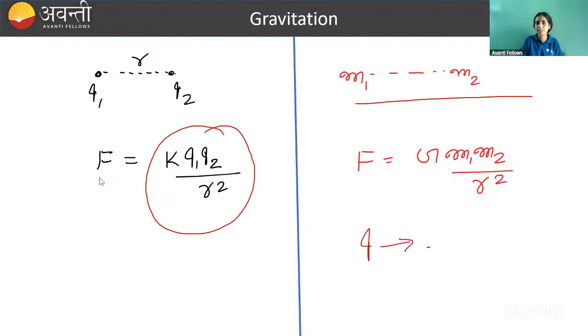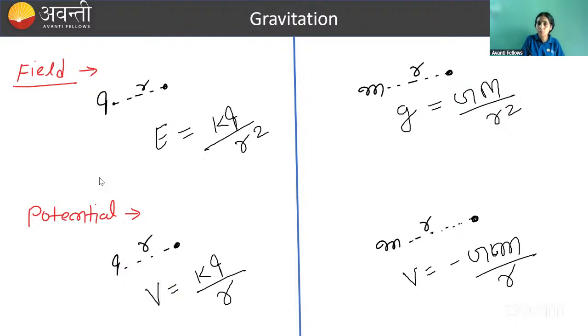Q is getting replaced with mass. K is getting replaced with G. Otherwise, it is also inversely proportional to distance का square, and here also. ठीक है? After that, if we talk about field, for a point charge at distance r, field is written in this way. And also for mass, any mass m, for which if we have to define gravitational field at a distance r, then it can be written like this.